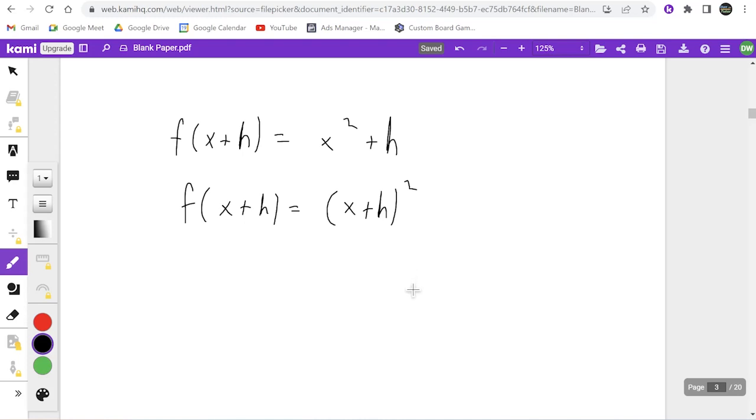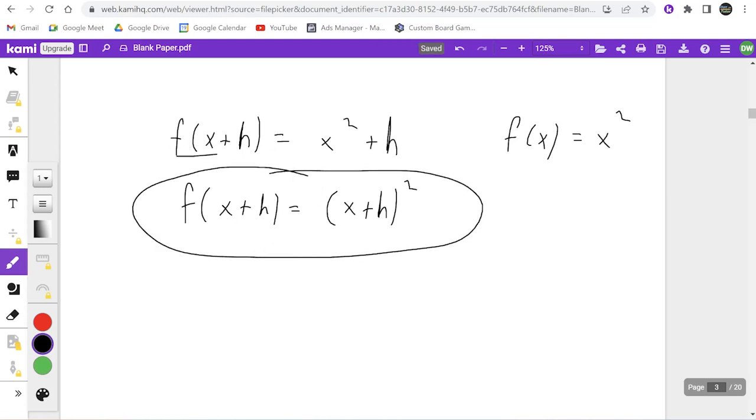Cast your votes now. Don't say them out loud. Just think to yourself. And the correct answer is, oh, and by the way, let me just write the original right next to it. Okay, here's the original. The correct answer is this one. And this one is horribly wrong. So basically, when I say f of x plus h, what am I saying? I'm saying you take every x from your function and you replace it with x plus h like this.